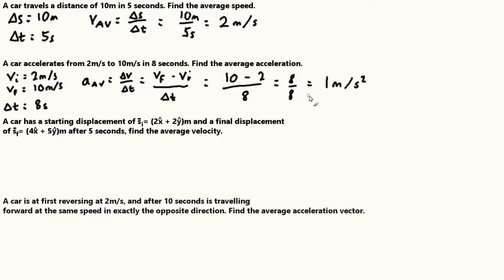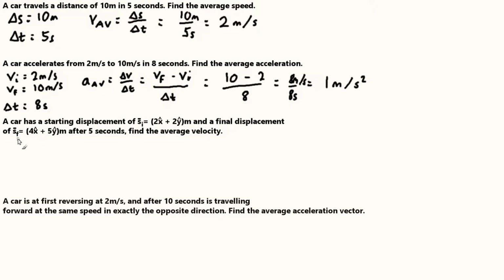You know the units are meters per second squared because our speed has the units meters per second and our time has the unit seconds. And so therefore meters per second divided by second is meters per second squared. Let's move on to the next question.